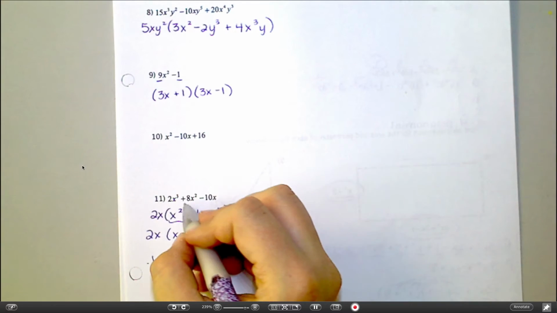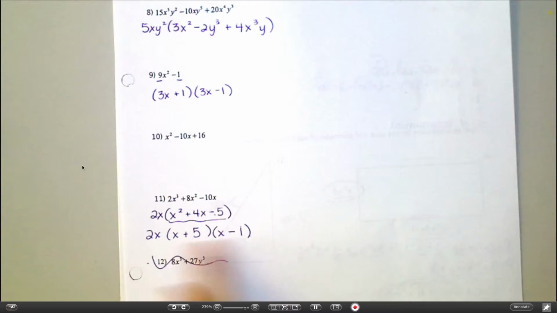5 plus negative 1 gives you that 4 in the middle. So this would be totally factored. That's a two-step one. Okay?